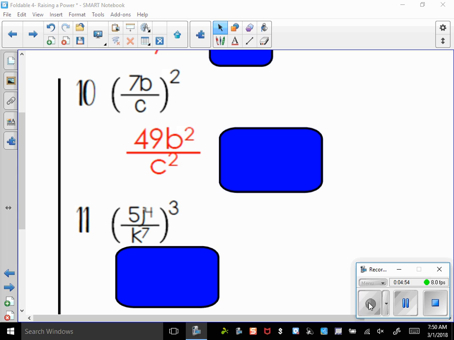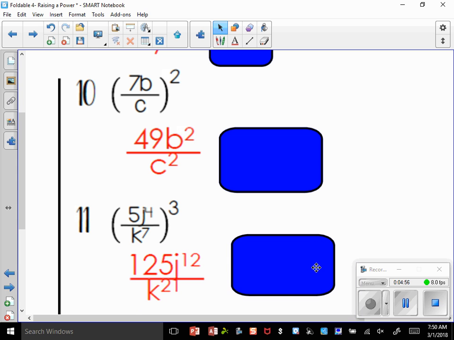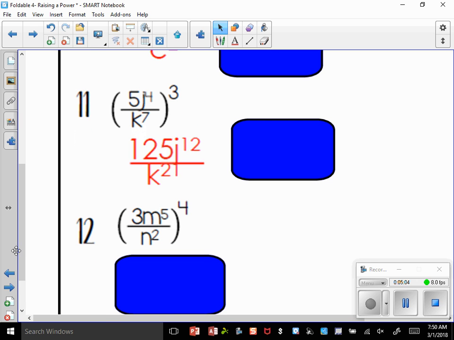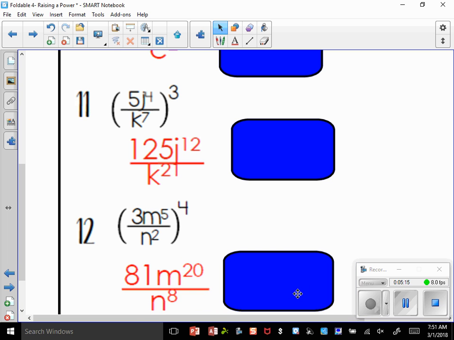All right, so you should have 5 to the third power is 125. Multiply your J's, 12. Multiply the K, you get 21. Okay. All right, last one. Okay, try this one as well, and I'll see what you get in a second. Okay, all right, very good. So we're going to have 3 to the 4th power is 81. Multiply your m's, 20. Multiply your n's, you get 8.